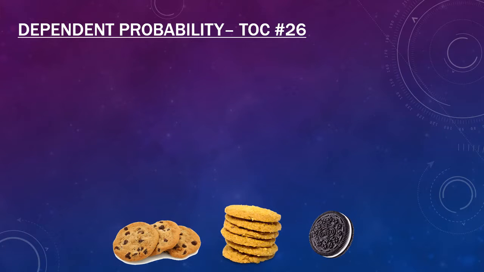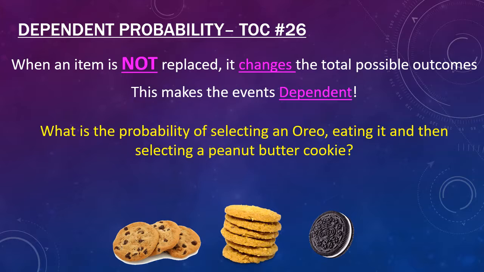And here's another example. Again, dependent probability is when an item is not replaced. It changes the total possible outcomes, and that makes it dependent because the outcome of the second event depends on what was done first. What's the probability of selecting an Oreo cookie, eating it, and then selecting a peanut butter cookie? If we look at this example, we have pictures below. We have 3 chocolate chip cookies, 6 peanut butter cookies, and an Oreo cookie. So it comes to 10 cookies altogether.